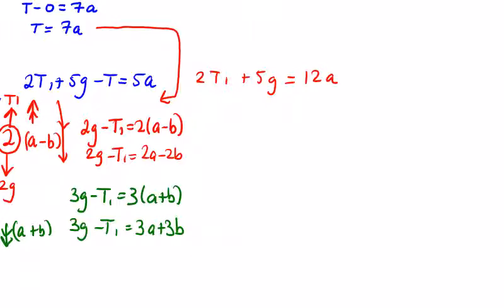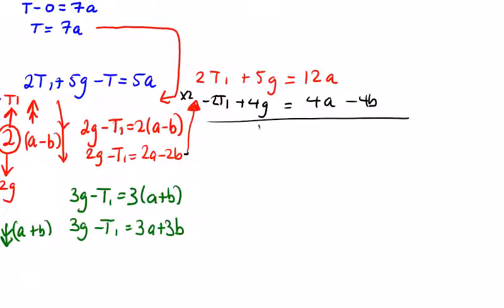Now I've multiplied my equations out. I've got 2t1, so why don't I multiply either of these by 2? I'll do this one here. So we're multiplying this one by 2. So we're going to get 4g minus 2t1 equals 4a minus 4b. So we're going to get 9g is equal to 16a minus 4b.